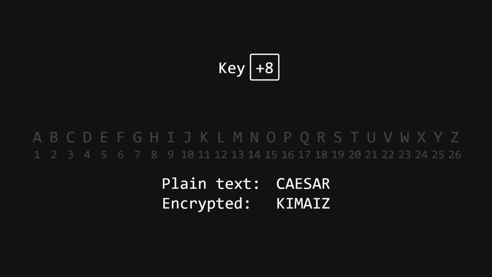Easy, right? To decrypt the word, we only need to do the same process, but this time we subtract the key from the encrypted character instead of adding it. So K is number 11. We subtract the key, that is 8, and that gives us 3. And 3 is the third letter of the alphabet, that is C. Next we have I, that is 9, minus 8, it's 1, that is A. I think you understand the process, right?